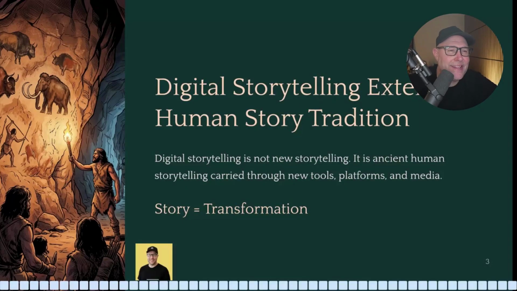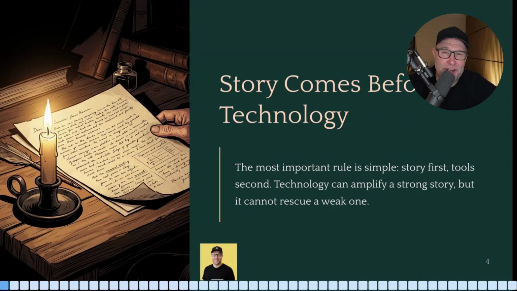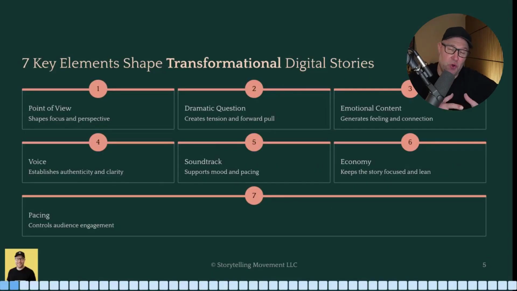Digital storytelling extends the human tradition. Story is transformation. It's not new storytelling, it's ancient human storytelling carried through new tools, platforms, and media. Story comes before technology. The most important rule is simply story first, tools second. Technology can amplify a strong story, but it can't rescue a weak story. Stories are transformation. Stories are change. These 7 elements include point of view, dramatic questions, emotional content, voice, soundtrack, economy, and pacing.